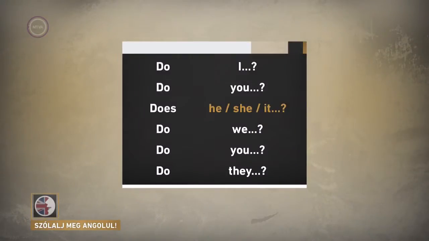Okay, so that's the deal with most of the subjects, but what about if we want to ask a question about he, she, or it? What if the subject is the third person singular? Well, in that case, all we have to do is make sure that we use the correctly conjugated form of the auxiliary verb to do. So, if we're asking a question about the third person singular, we don't start with do, but does.